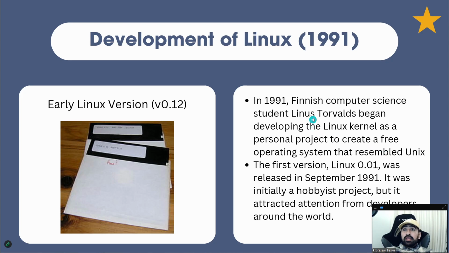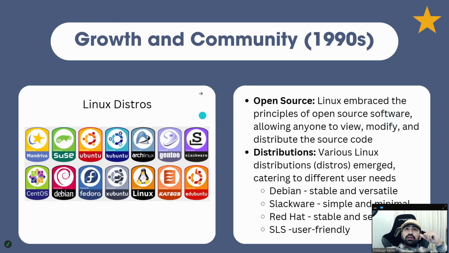He named it after himself, right? Linus Torvalds. I probably mispronounced his name the first time. But yeah, Linux is named after Linus. So the first version, Linux 0.01, was released in September of 1991. Again, it was just a hobby project, but it actually attracted attention from developers all over the world.